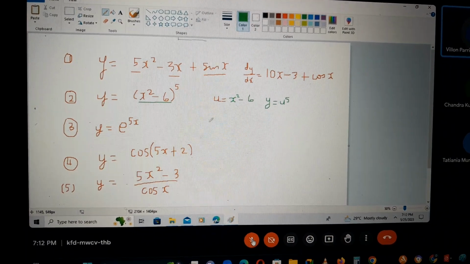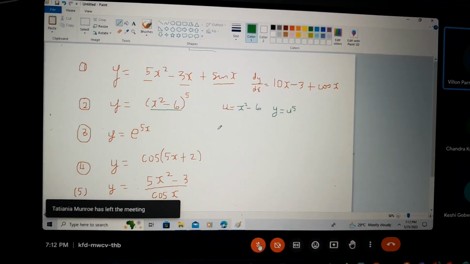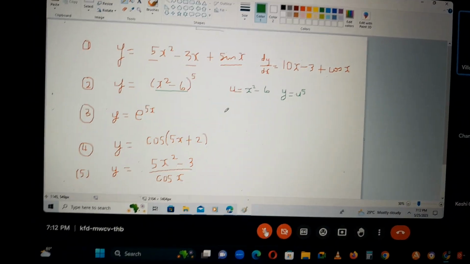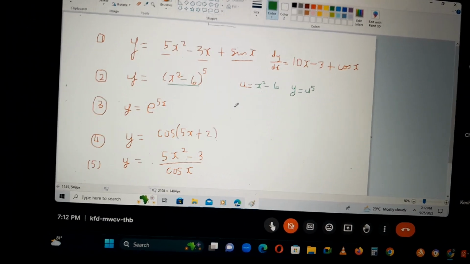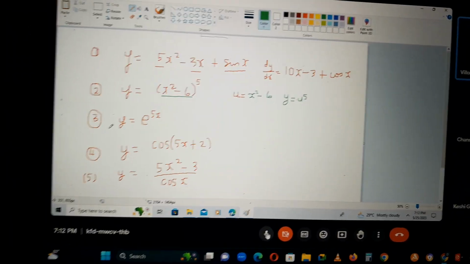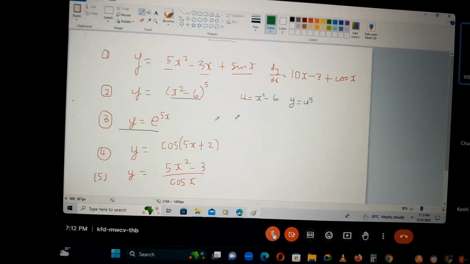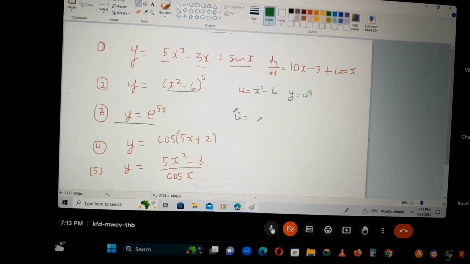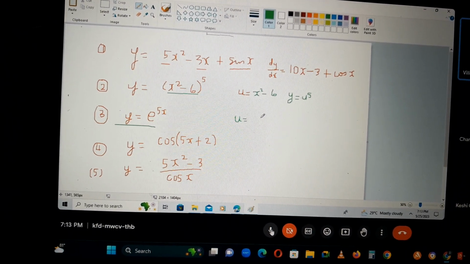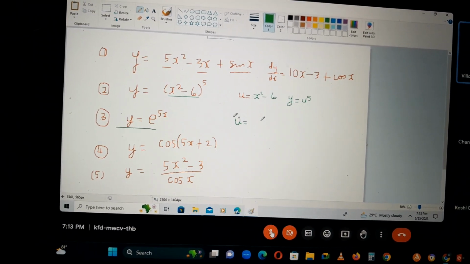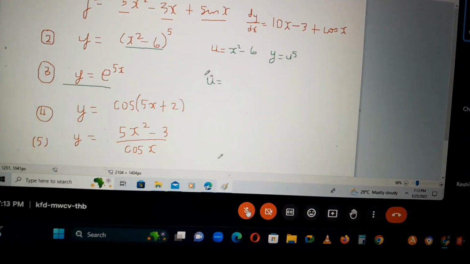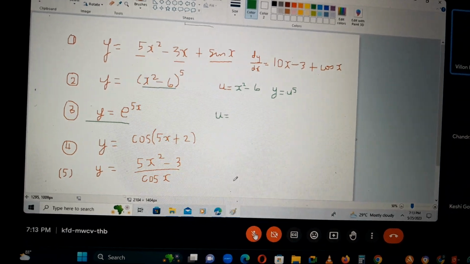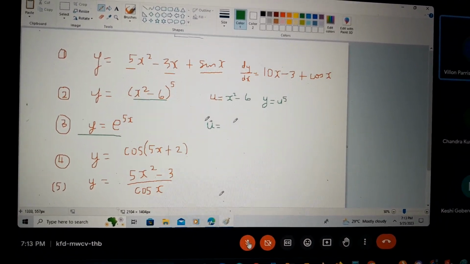Good. What about the third one? Do we need a u substitution? I'm thinking yes. And that is correct. This is an exponential function. And what will u be equal to? E, sir. Someone else? Five x, sir. Very good. So u is equal to 5x.